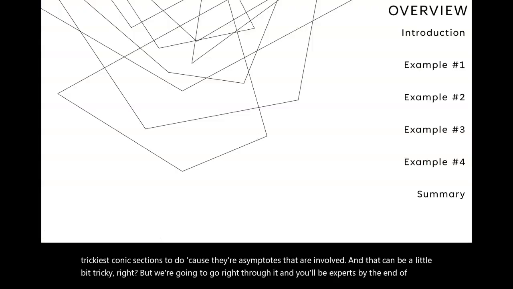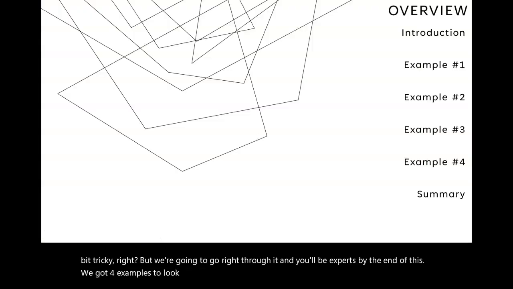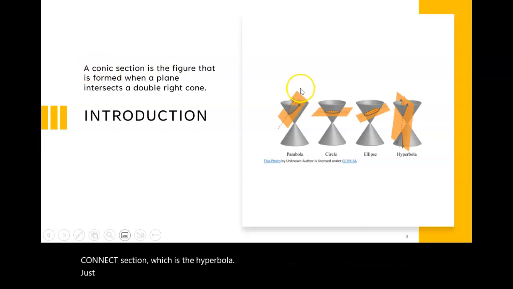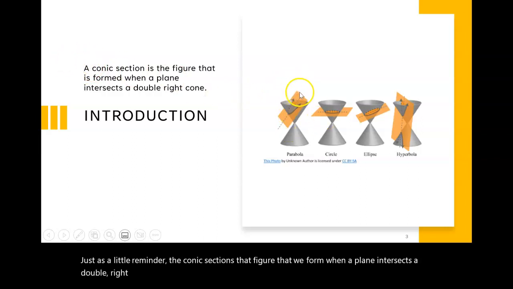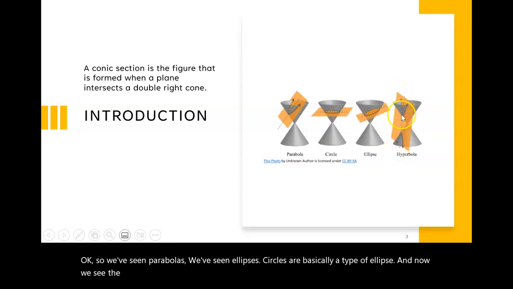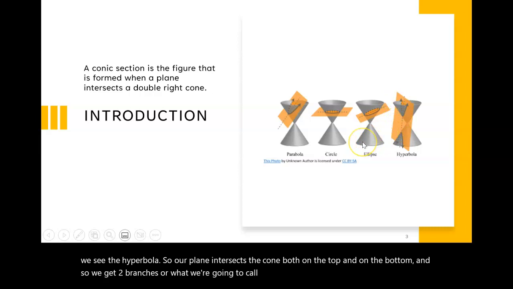So we've got 4 examples to look through and to try to figure out what's going on with our third conic section, which is the hyperbola. Just as a little reminder, the conic section is that figure that we form when a plane intersects a double right cone. Okay, so we've seen parabolas, we've seen ellipses, circles are basically a type of ellipse, and now we see the hyperbola. So our plane intersects the cone both on the top and on the bottom, and so we get 2 branches of what's called a hyperbola.